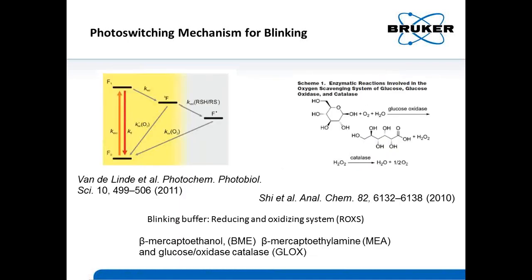And so what we essentially need is a buffer, instead of imaging in PBS that we would normally image or some kind of buffer, we actually need a blinking buffer that consists of a reducing and oxidizing system, which we call ROX. So the most common ones that I've come across, there are some kind of exotic ones that are very specialized to the type of application that you're using. The most common ones used are beta-mercaptoethanol and beta-mercaptoethylamine, which is MEA.